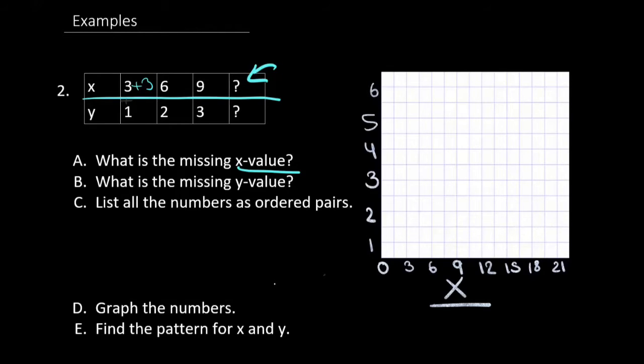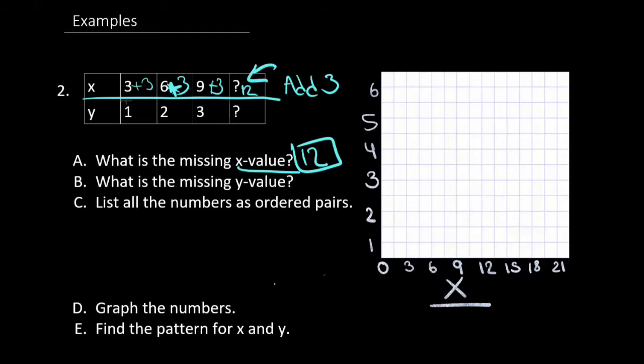I've just noticed that. And 6 plus 3 is 9. Not 6 times 3, but plus 3. So the rule is adding 3. I'm just going to write add 3. Now let's add 9 with 3. 9 plus 3 is 12, and that's our missing x value, 12.